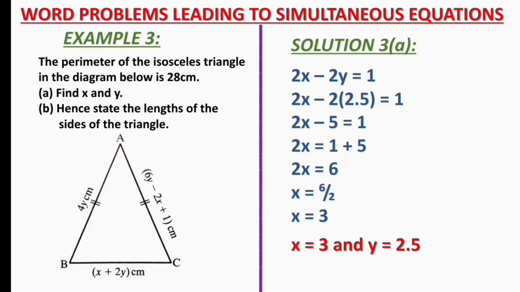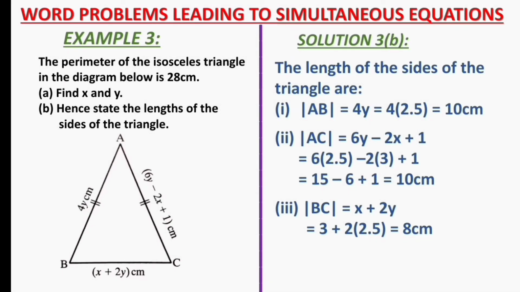Now that we have gotten our answer for question 3a, which is knowing the answer for x and y, let's state the length of the sides of the triangle in question 3b. For the solution to question 3b, to find the length of the sides of the triangle, the length of AB, which is 4y, should be equal to 4 times 2.5, which is 10 centimeters. The length of AC, which is 6y minus 2x plus 1, should be equal to 6 times 2.5 minus 2 times 3 plus 1, which should be 10 centimeters again.